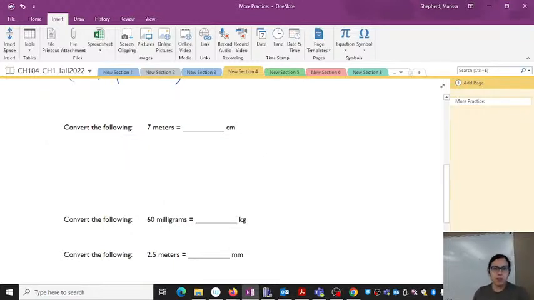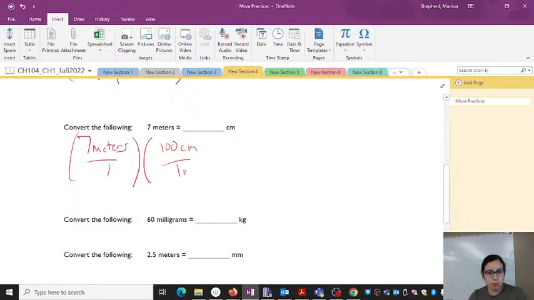All right, let's start going over these. And so tell me what you did. So we have 7 meters starting off. And then what do we pick for our conversion factor here? 100 centimeters over 1 meter.